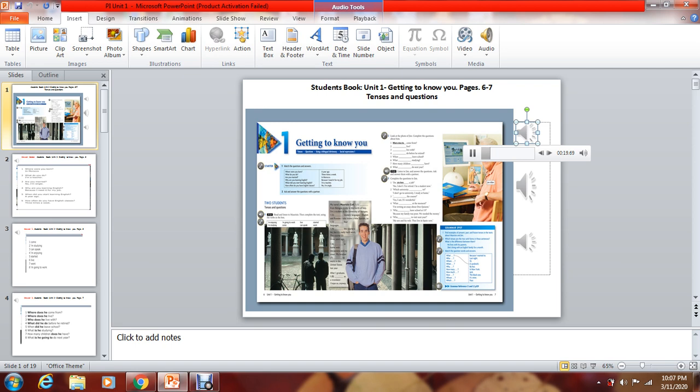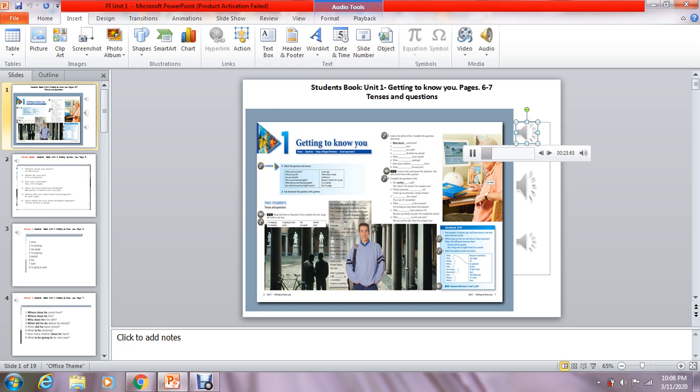So there are 3 tenses in English. The first one is simple present. We use simple present to express actions that happen all the time. For example, I play football daily. Fatima goes to school every day. These are the actions that happen daily.